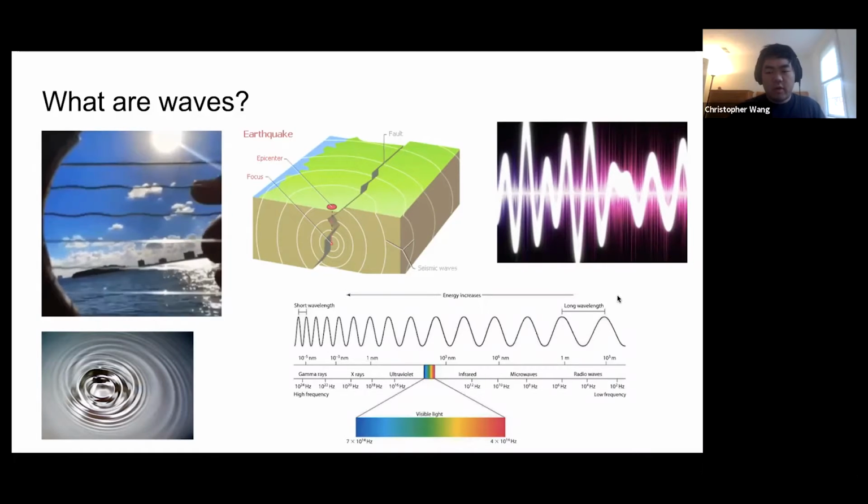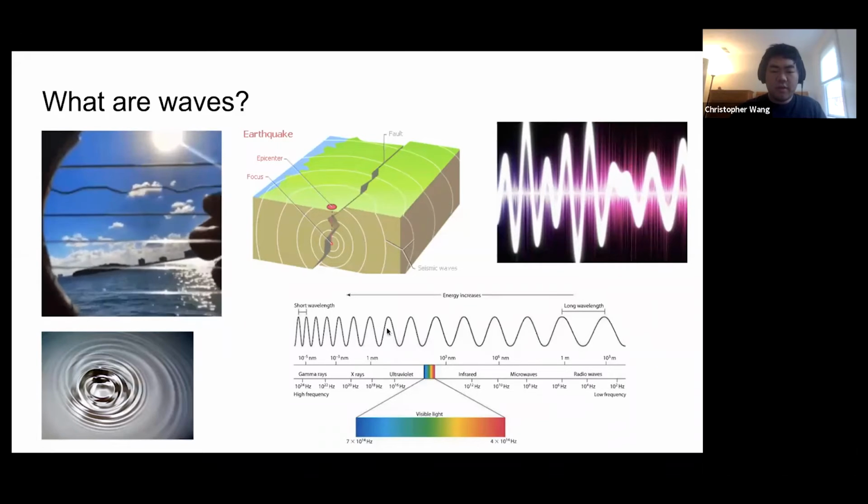The last two, sound and electromagnetic waves, might seem a bit strange to you because you can't see them as waves. You don't see something that looks like it's going up and down. With sound, you hear it. With electromagnetic waves, you can see visible light, but you don't actually see the wave characteristics of it.